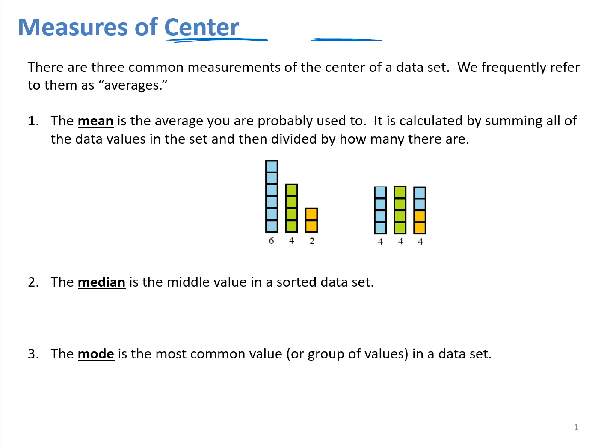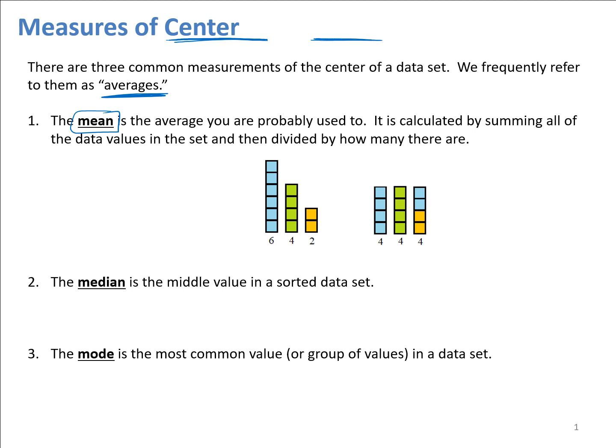Now those measurements are often what we call averages when we're talking about center. And there are three common averages that we talk about in statistics: the mean, the median, and the mode. Now, when most people think about the word average, they really are thinking about the mean. The mean is what we'd get if we took all of the data points, added them up, so sum them, and then divided by how many there are.